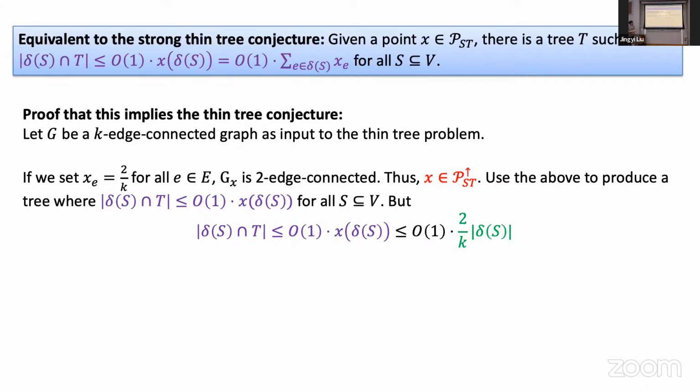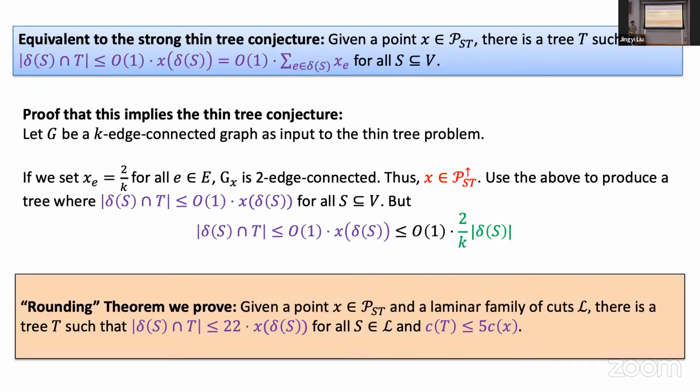So basically, by just setting the LP value to be 2 over k, we're now saying that up to order 1, it's enough to have the same amount of, since we've put k in the denominator here, it's enough to have order 1 times this 2 over k.